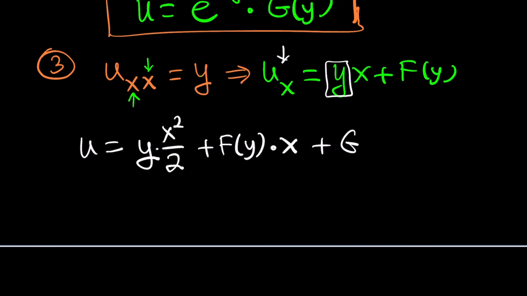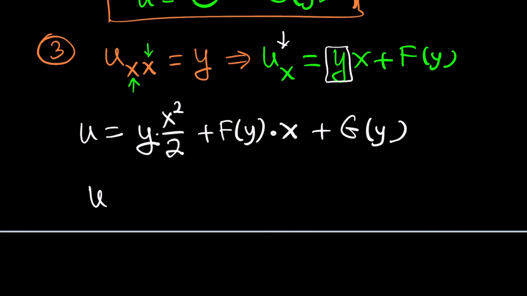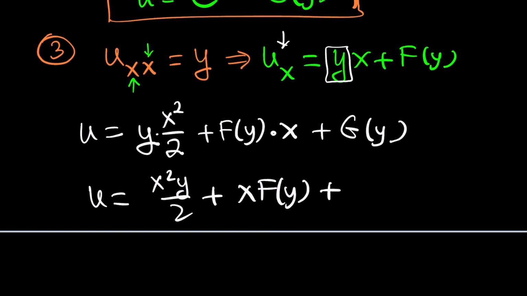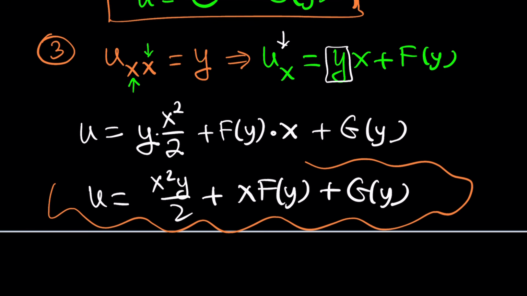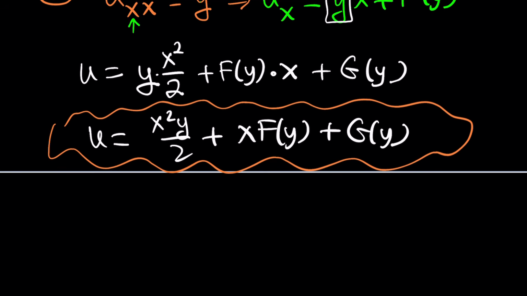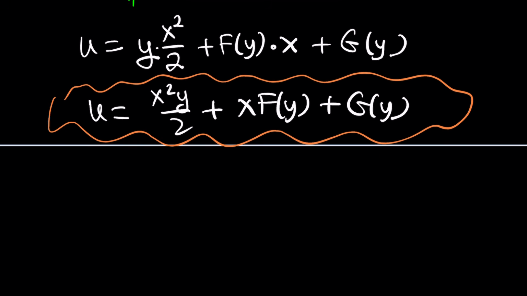So that needs to be just another function of y. And there you go. You can write it in a little nicer way like x squared y over 2 plus x times f of y, which looks a little better, plus g of y. Now, f of y and g of y are arbitrary functions of y again. If you differentiate this twice, you should be getting y from here. You can always check that.